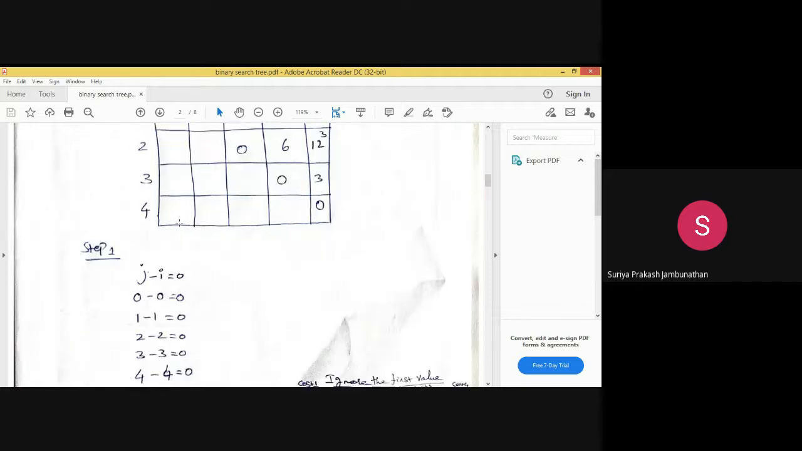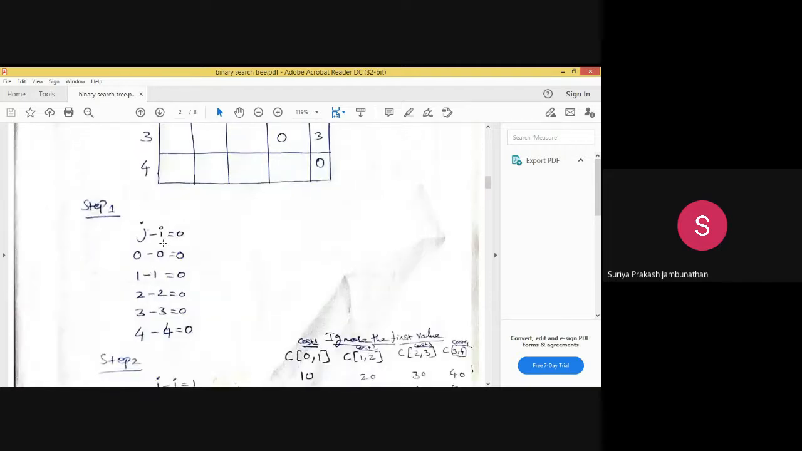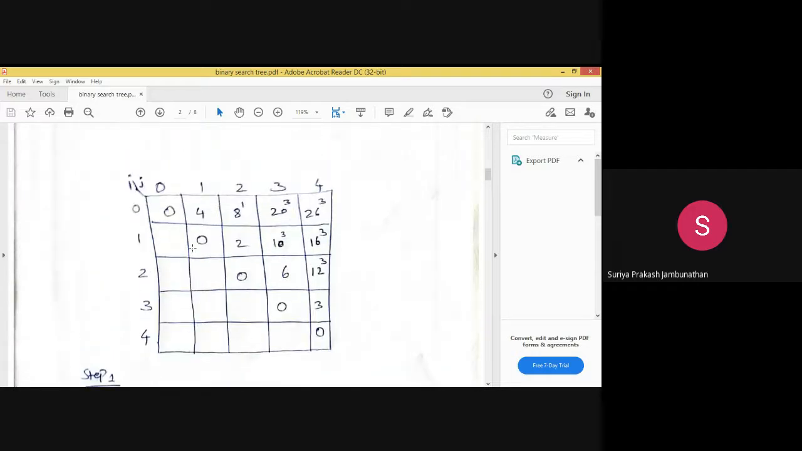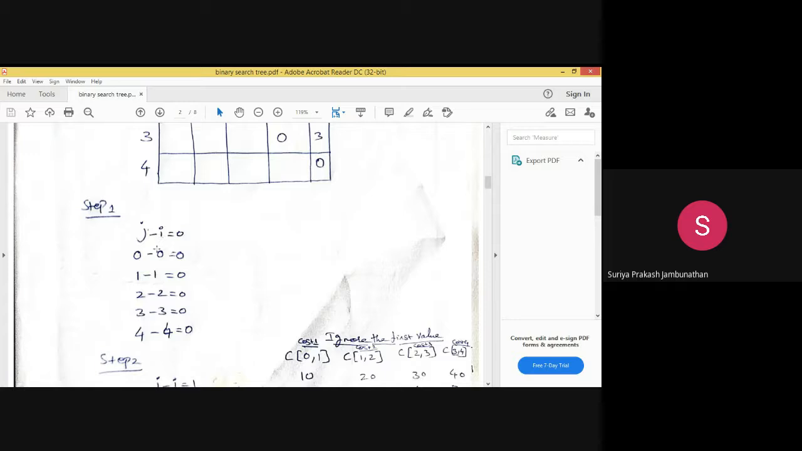So first, step 1, we are taking j minus i equal to 0. So j value is 0 and i value is 0. We have to calculate where all we are getting 0, when you apply some j value and some i value and it results in 0. So we have different combinations. 0 minus 0 we get 0, 1 minus 1 we get 0, 2 minus 2 we get 0, 3 minus 3 we get 0, and 4 minus 4 we get 0.